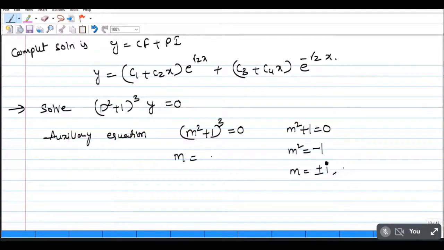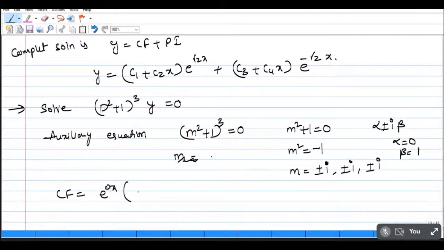How many times? Plus or minus i, 3 times. Is it a real root or complex root? Complex. Complex root repeated 3 times. What is the complementary function? e power alpha x. This is in the form of alpha plus or minus i beta. What are the alpha value and beta value? Alpha is 0, beta is 1. e power 0x is 1, okay.